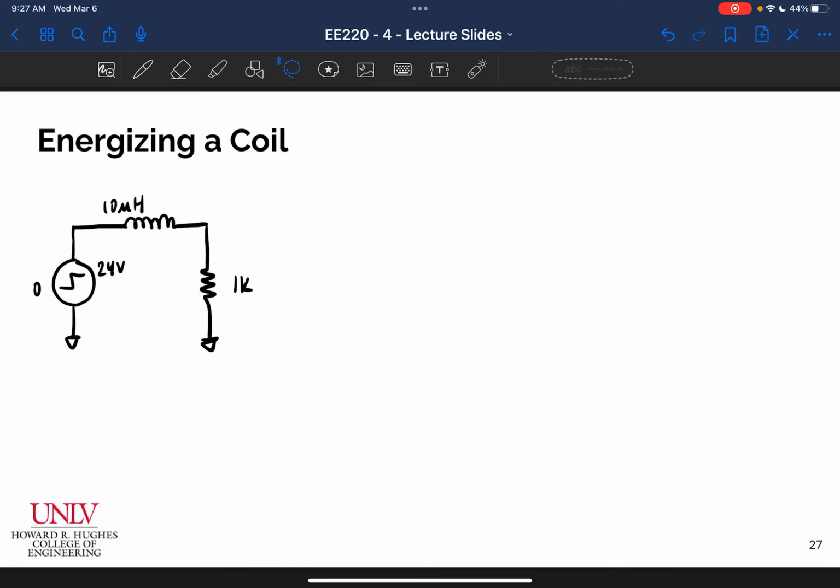And what I want to know, let's say that this was my problem. I'm going to call this node Vs, and I'll call this one Vx. I want to know what is Vx at 30 nanoseconds. Okay? And so what this requires is that we determine what's happening at node Vx.